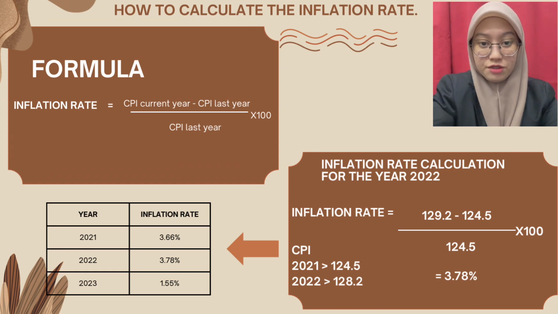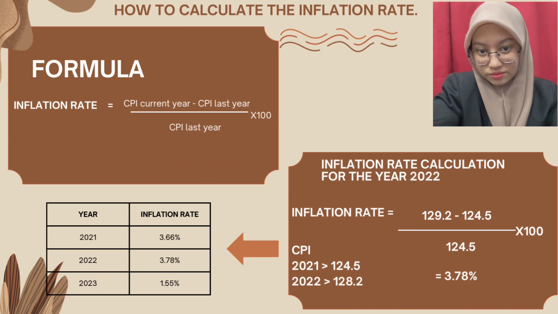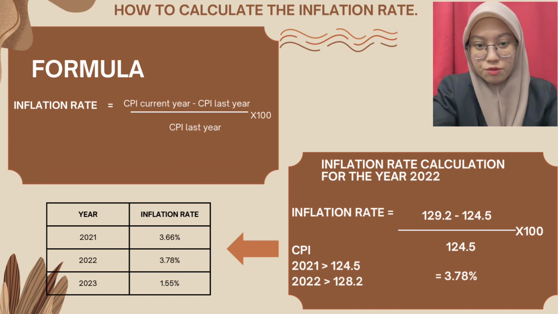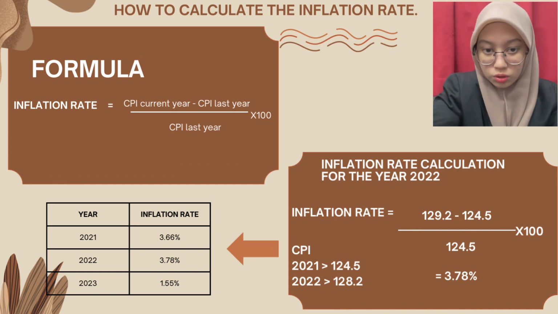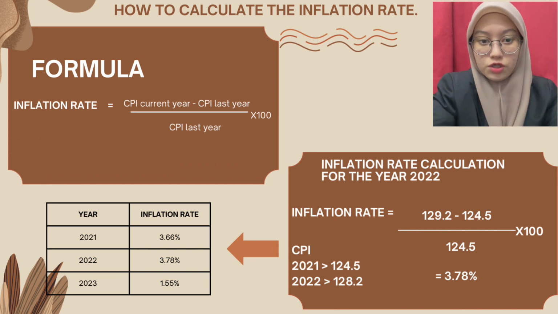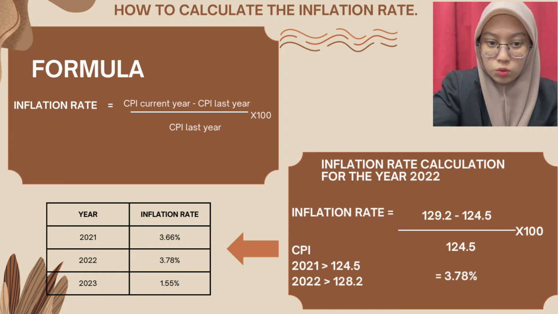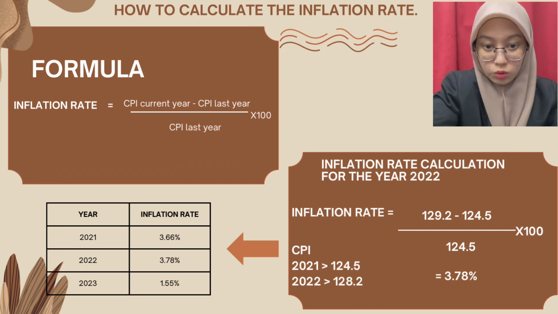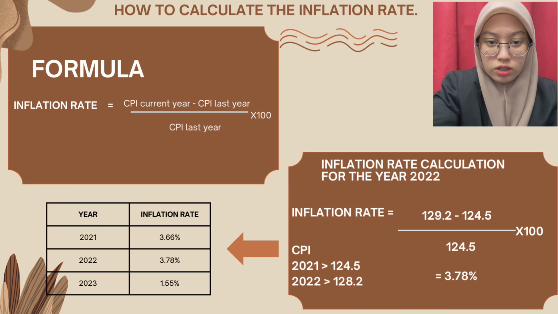So let's calculate the inflation rate for the year 2022. To calculate the inflation rate for 2022, the consumer price index for the current year 2022, which is 129.2, minus the 2021 price index, which is 124.5, is divided by the 2021 price index, and finally multiplied by 100. And the answer is 3.78%.